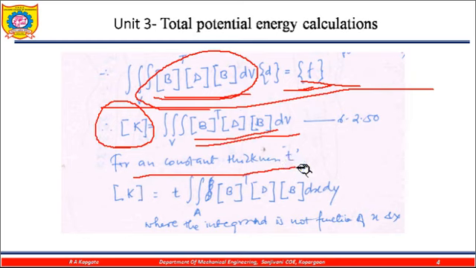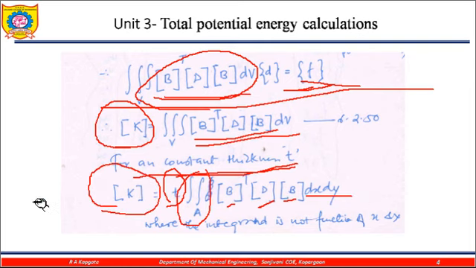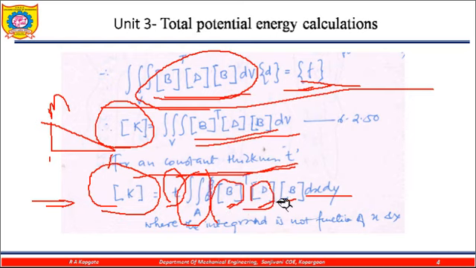Hence for a constant thickness, where the thickness is very small, I can keep T outside. So instead of triple integration, I would go for double integration. Double integration of the beta matrix multiplied by the constitutive D matrix into the beta matrix, along the x and y parameters. So this is my K matrix. This is my element stiffness matrix for my triangular element. So if this is my triangular element, if this is I, this is J, this is M, then this is my element stiffness matrix, that is the beta matrix multiplied by the D matrix multiplied by the beta matrix.